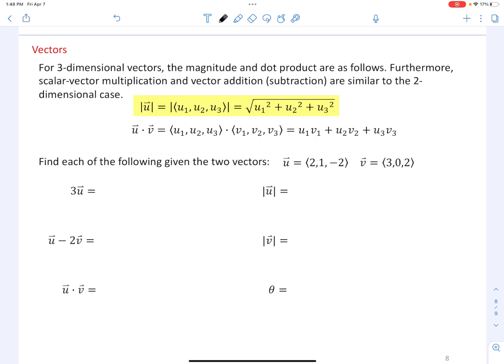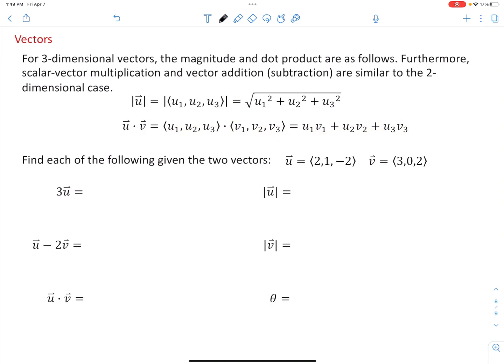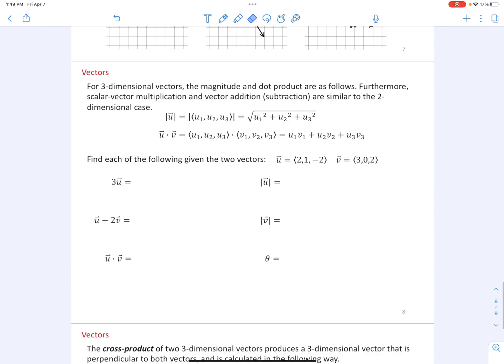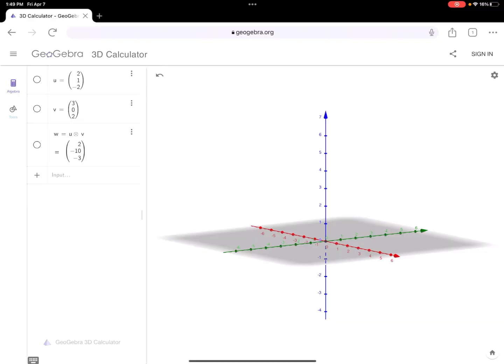So if you want to find the magnitude of a vector, then you square all the components of the vector, add them together, and then take the square root. If you want to do the dot product of two vectors, then you multiply corresponding components and then add the results. Now we have two different three-dimensional vectors here. I'm no longer going to do graphing of these vectors in our notes, although I will go over to a three-dimensional program called GeoGebra 3D and input these vectors just so we can see what they look like in 3 dimensions. Okay, so here we have GeoGebra 3D.